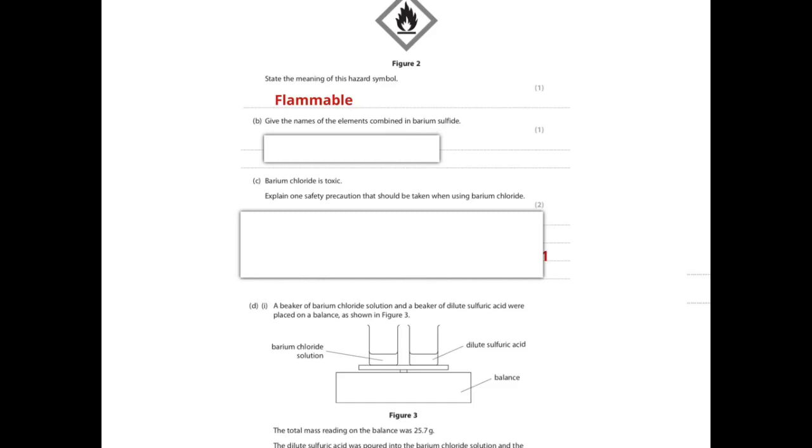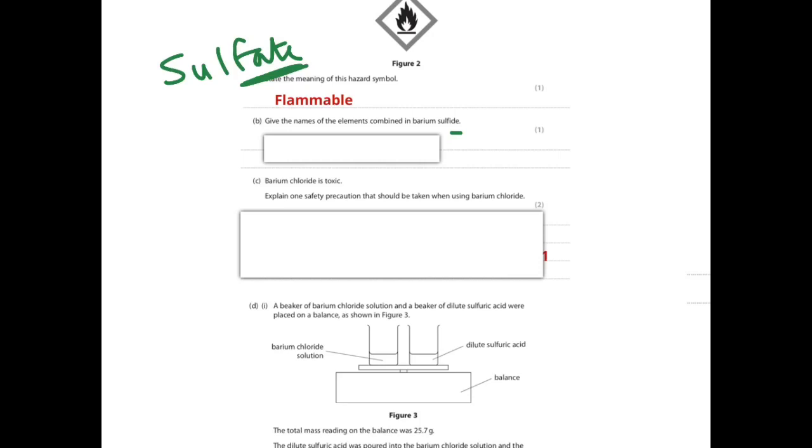So just one thing to be aware of: obviously it's barium, so you get the metal first, barium, and then it says sulfide. Now if it said sulfate, then it would be sulfur and oxygen. Things which end with ate contain oxygen, but this is sulfide. That means sulfur is by itself, but we don't call it barium sulfur.